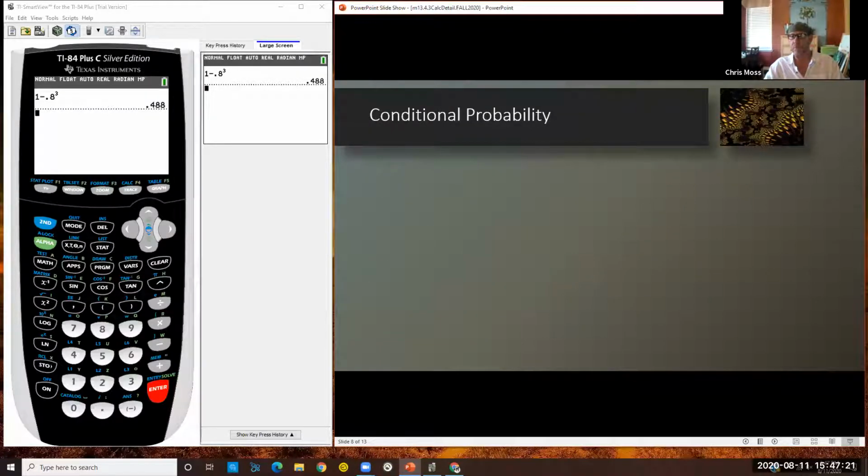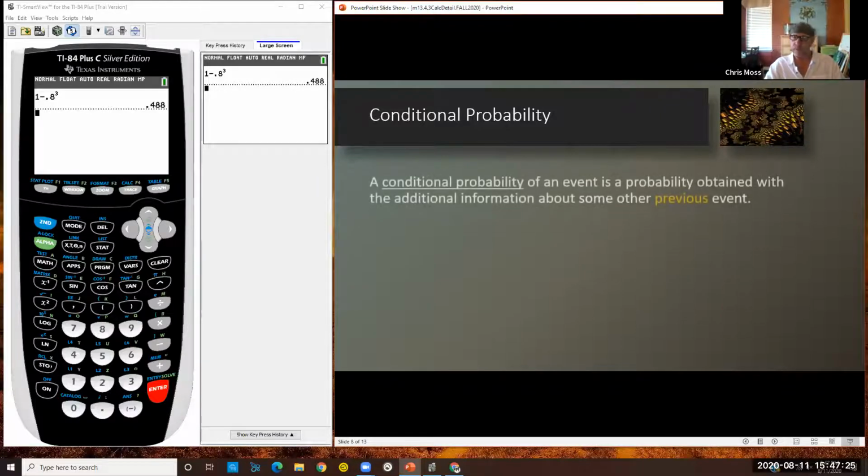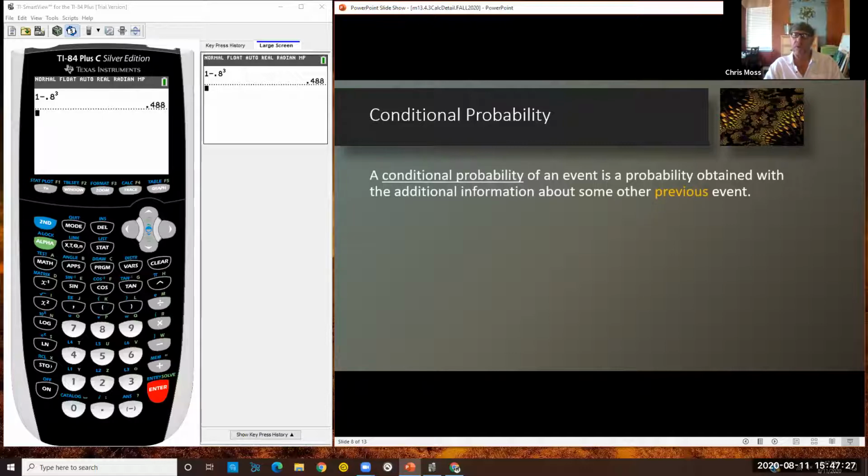Now, let's talk a little bit about conditional probability. A conditional probability of an event is a probability that we calculate and obtain with additional information about, and this is really important, a previous event. Something has happened before, and we use that information in the calculation.